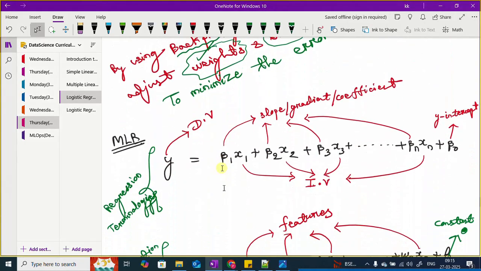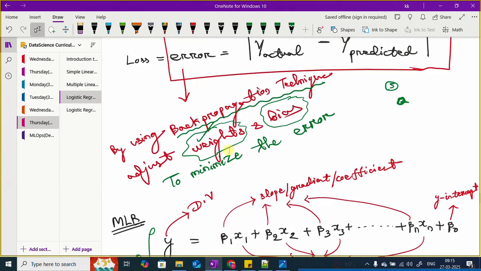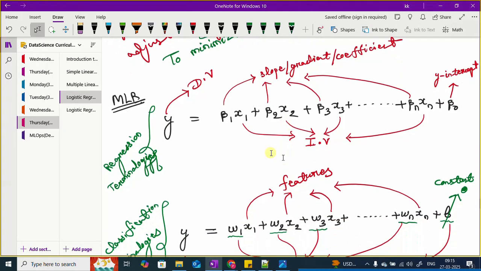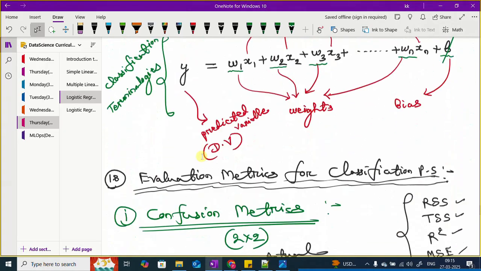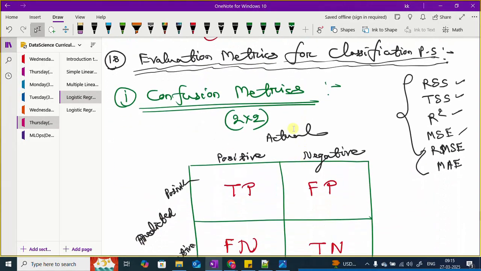Then, through backpropagation, I'm trying to adjust the values of weights and biases. You know that this is a part of the deep learning technique altogether. Now, this is the equation I have written. Then the evaluation matrix, that is the confusion matrix.